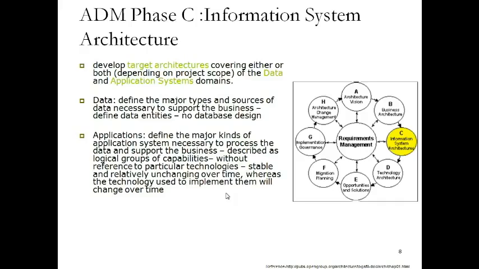Development step C is the information systems architecture. Again, very similar to step B. We develop target architecture covering either or both, depending on project scope, of the data and application systems domain. So we need to figure out where we are standing at this point, and we need to know the as-is situation. Then we look at the data, and we define the major types and sources of data necessary to support the business defined in the previous step.